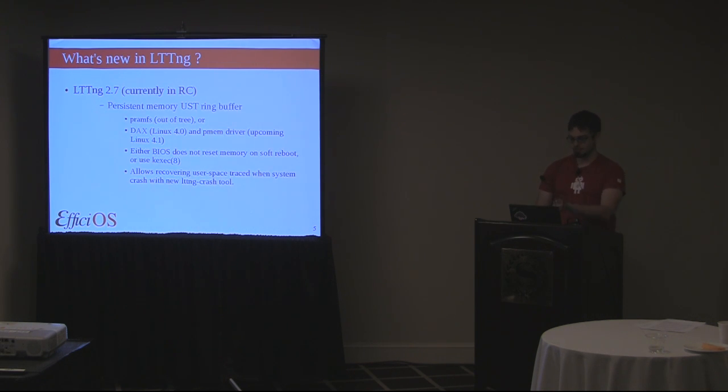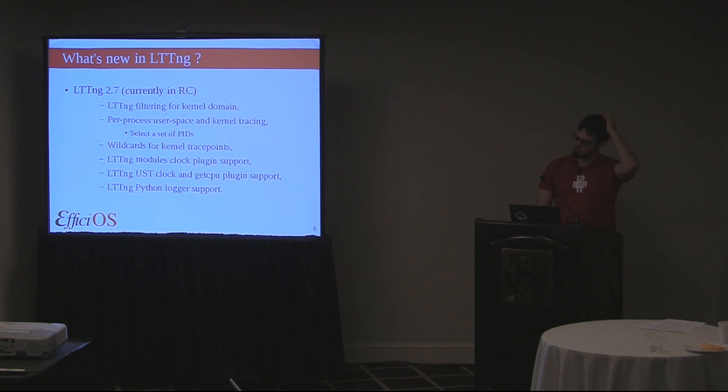It's currently in the stable-2.7 branch of LTTng UST and LTTng modules. Other features coming in 2.7: LTTng filtering for the kernel domain. We ported the filtering that we have for user space tracing to the kernel. It's a tiny bytecode interpreter. When it receives the bytecode, we validate that there's no out of bound access, I mean that the bytecode is actually valid and not going to generate anything bad on the system. And then we can do the bytecode execution quite quickly. So it's really just for filtering.